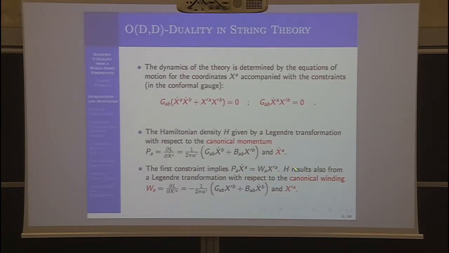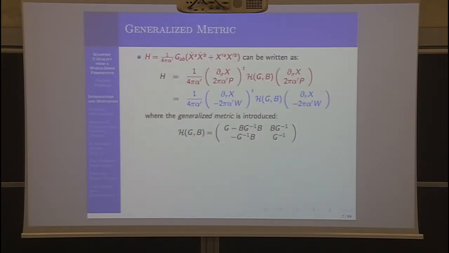And the Hamiltonian density is given by the Legendre transformation with respect to the canonical momentum and X dot^A. The first constraint actually implies that we have also this equality, this equation. Actually, we can also get H, the Hamiltonian density, from a Legendre transformation with respect to the canonical winding W^A and X prime^A. I want to say that actually we can rewrite the Hamiltonian density in this way, where the generalized metric is introduced in terms of G and B.